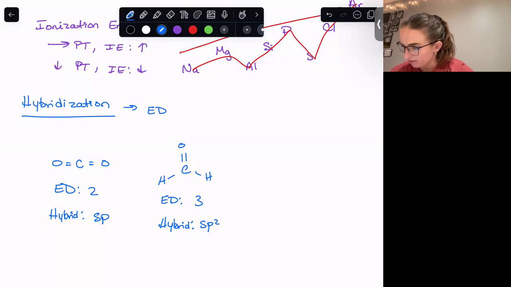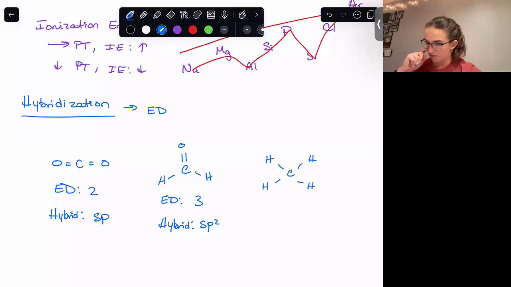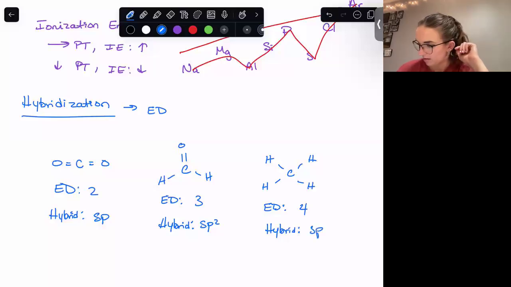What about this one? How many electron domains do we have? Yep, so what is going to be our hybrid orbitals? Good, this is sp3.